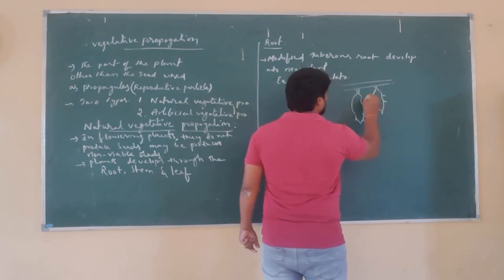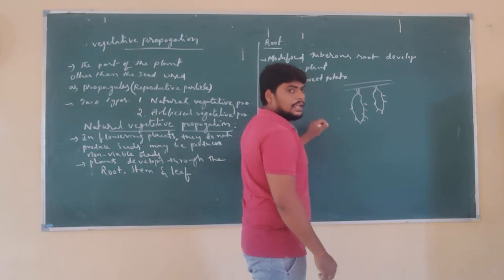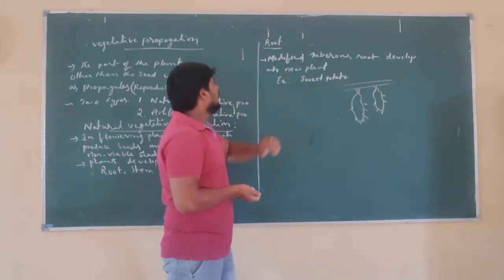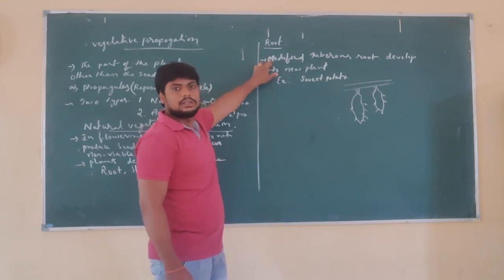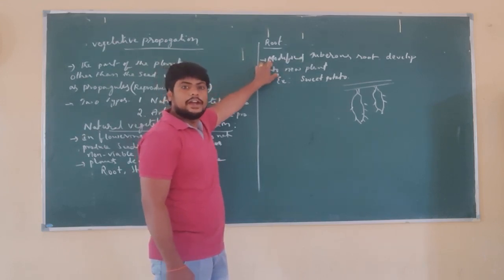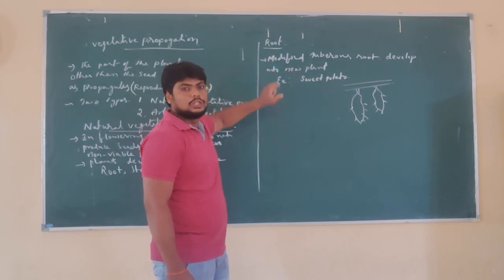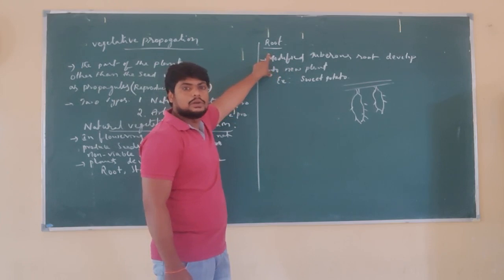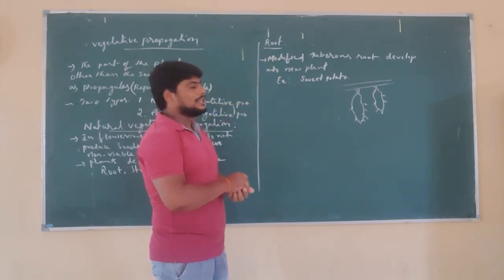The earlier roots of the sweet potato are what we call radicle, which in turn develops into a new plant. This one, the modified tuberous roots. What type of roots are they? Modified tuberous roots of sweet potato. They grow into a new plant. That type of propagation we call root vegetative propagation.